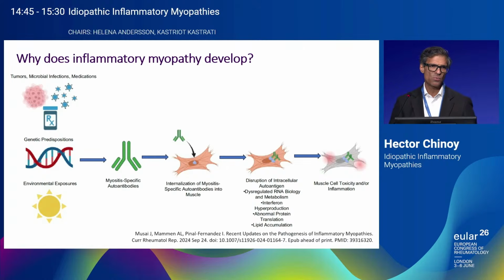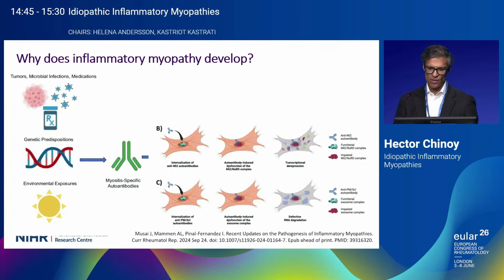Iago eloquently presented this morning, and I urge you to dig out his abstract about the identification and mechanism of the actual internalization of the antibodies into the muscle cell, where they cause damage depending on what their identity is. So, for example, Mi-2 is a histone deacetylase complex, and an antibody working against this disrupts the RNA machinery, which leads to transcriptional derepression and muscle involvement. PM-Scl is part of the exosome complex, which then will lead to defective RNA degradation.